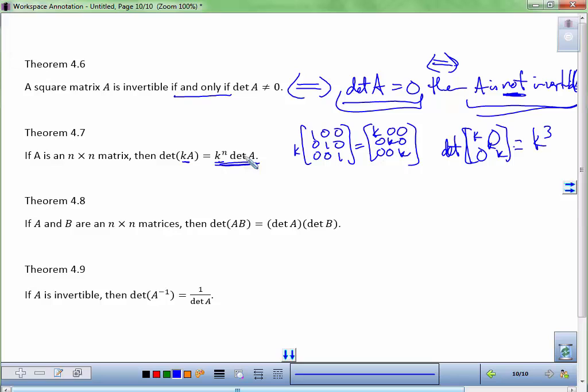All right. The next one I think is the most important one. The determinant of a product of two matrices is the product of the determinants. So let's just say that's that.